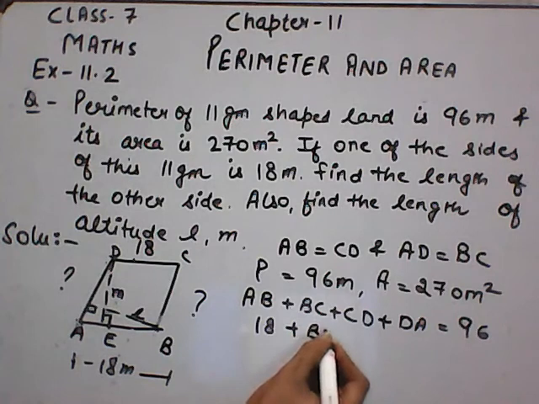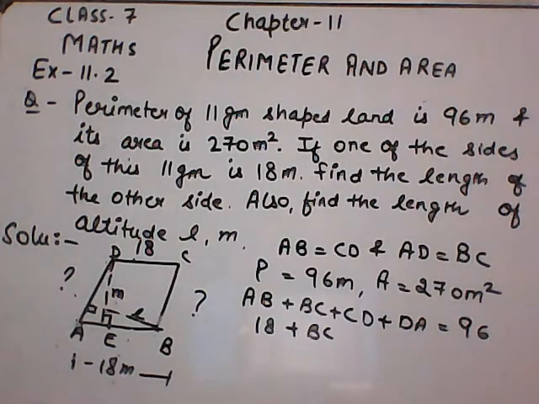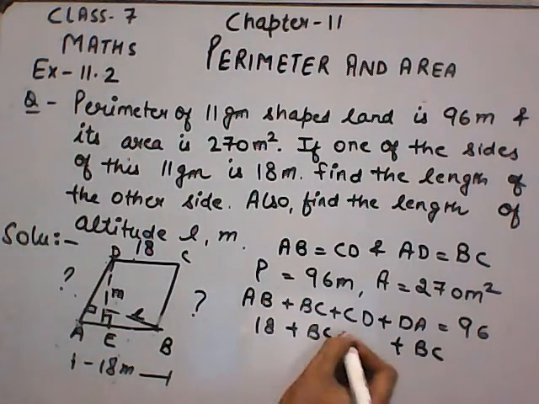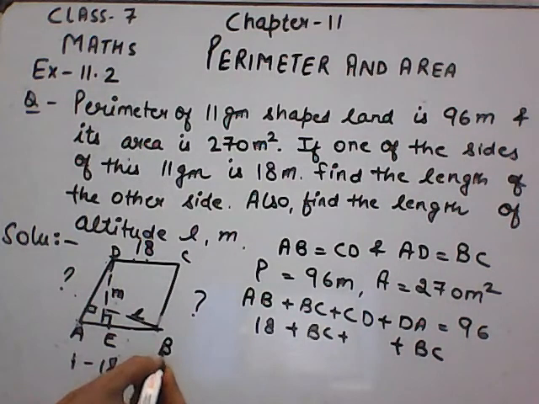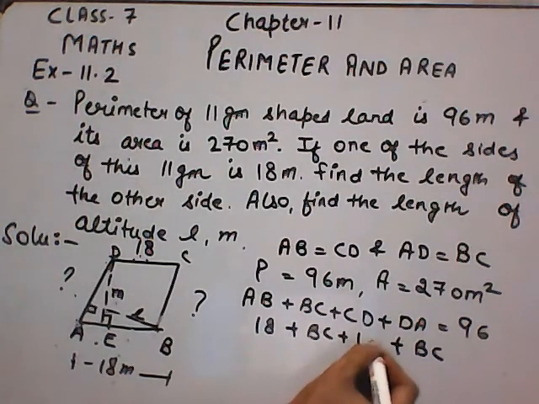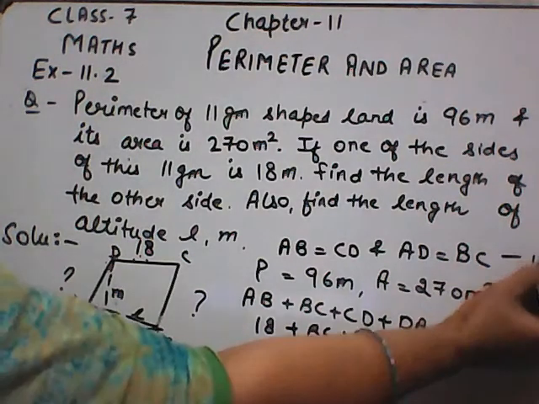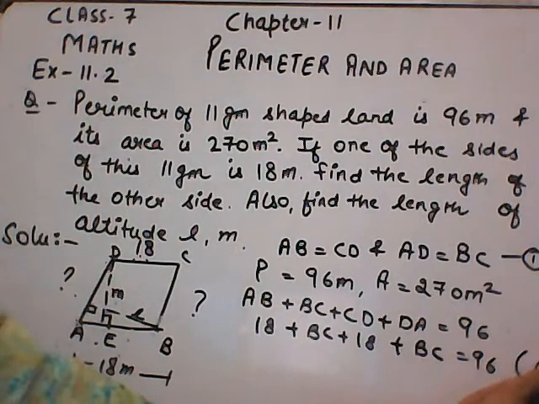BC and AD both are equal. So we can put DA equals BC. CD is 18 as ABCD is a parallelogram and the lengths of AB and CD are equal. Suppose this is equation number 1. It is equal to 96 from equation 1.